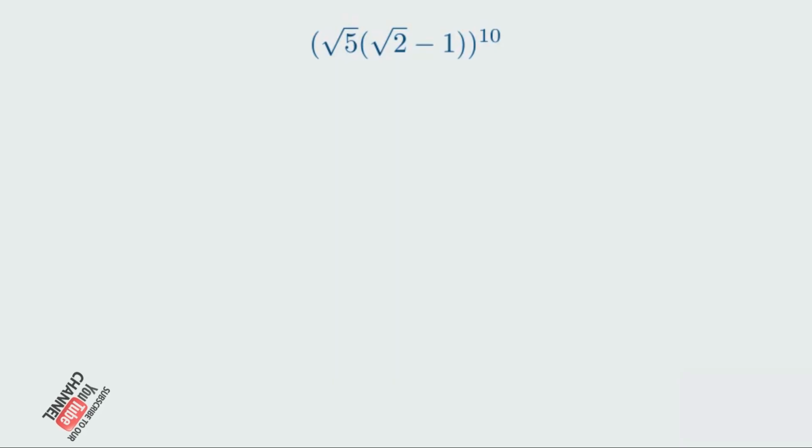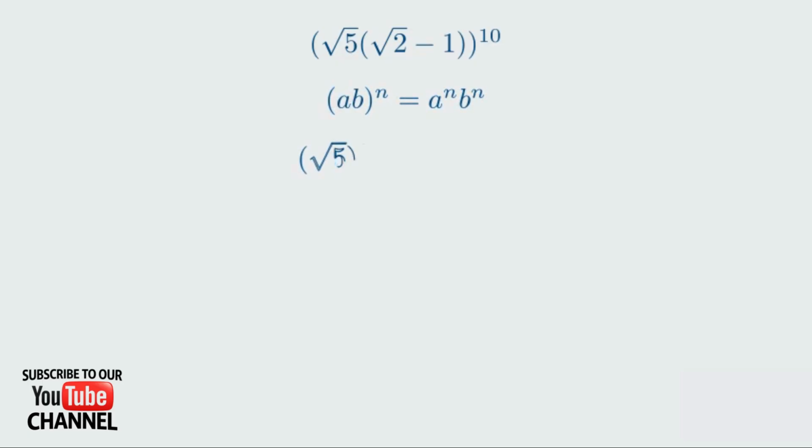A property of exponents states that for any numbers a, b, and n, the quantity a times b to the power of n is equal to a to the power of n times b to the power of n. So, we can distribute the exponent 10 to both factors inside the parentheses. This gives us square root of 5 to the 10th power, multiplied by the quantity square root of 2 minus 1 to the 10th power.